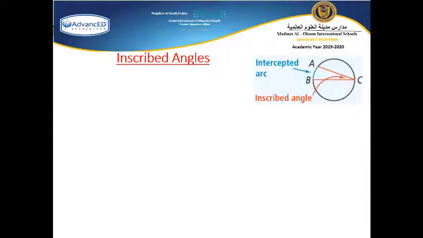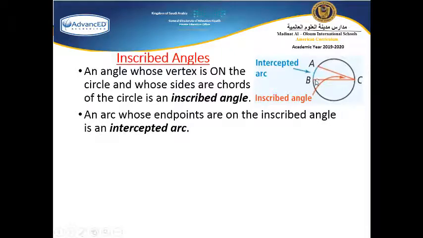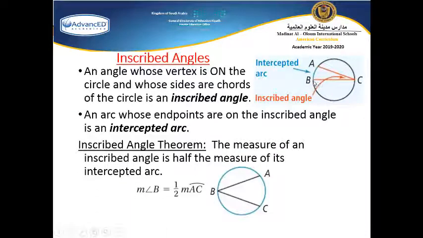The inscribed angle, as we said before, is an angle whose vertex is on a circle and whose sides are chords of the circle. This is the inscribed angle. And the intercepted arc is an arc whose endpoints are on the inscribed angle. The measure of the inscribed angle equals half the measure of the intercepted arc. For example, if the intercepted arc AC was 70 degrees, then the measure of angle B, the inscribed angle, equals half of 70, which equals 35.